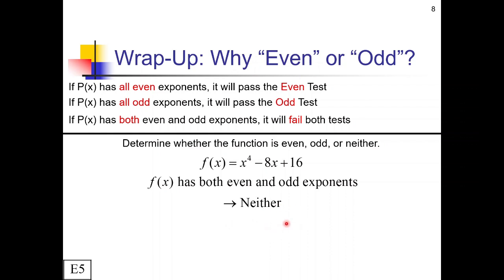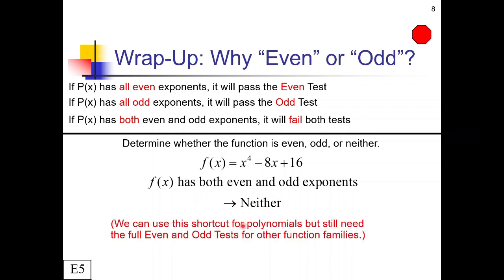Now you might be wondering, why didn't I just tell you this in the beginning, and why did we do all those somewhat long, convoluted tests? Well, this shortcut does work for polynomials. It'll work every single time. However, you're still going to need the full even and odd tests for other function families, such as trigonometric functions and absolute value, and all of those that don't have this little exponent hack that you can use to shortcut the process. Also on your homework, I'm going to make you do the full even-odd test just to get practice.